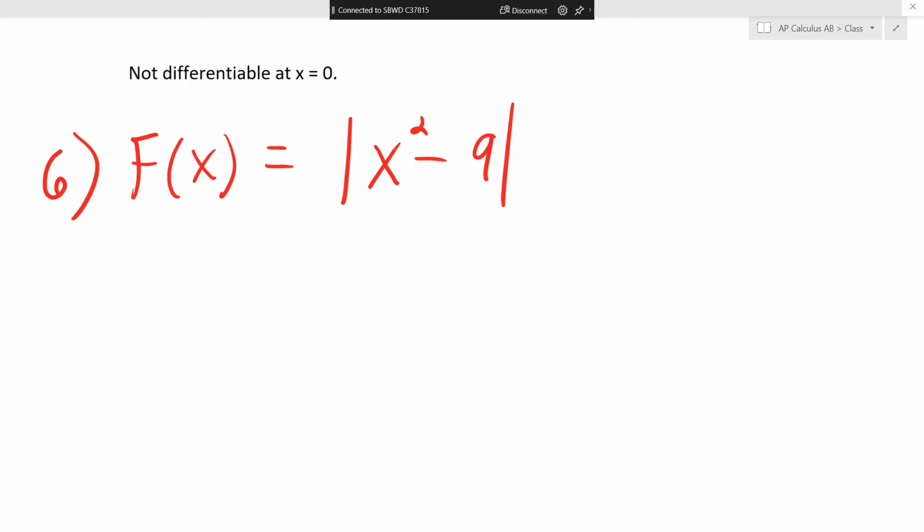If you're asked where a function with absolute value is not differentiable, you don't really want to derive the absolute value. Here's what I don't want to see, kids: do not write f prime is the absolute value of 2x. That is incorrect. The way you talk about the slope of an absolute value function is to graph it. Graph the thing. Do you know what x squared minus 9 looks like?